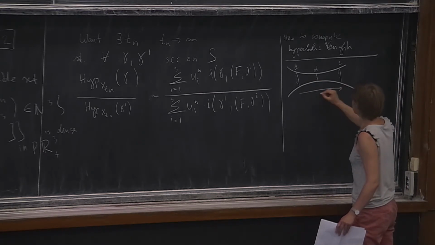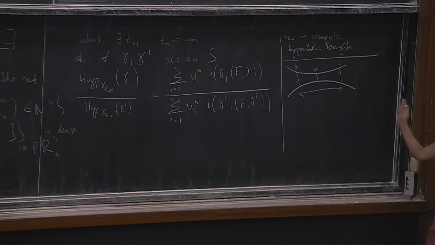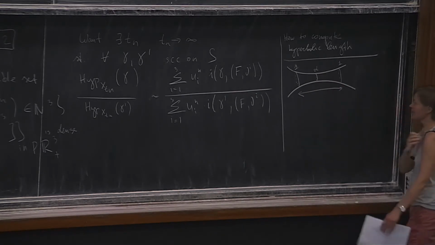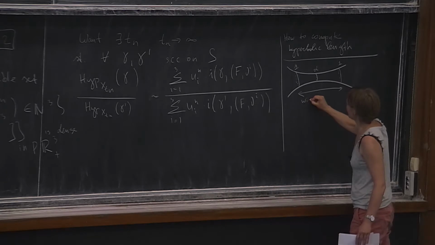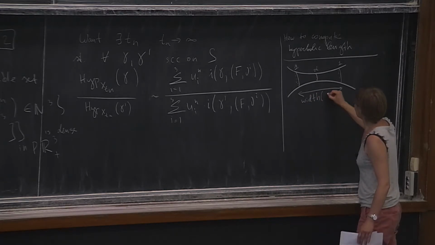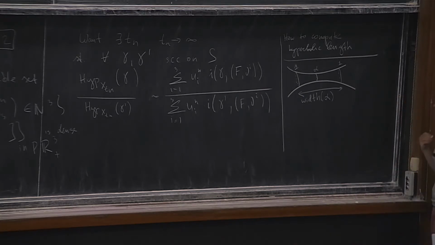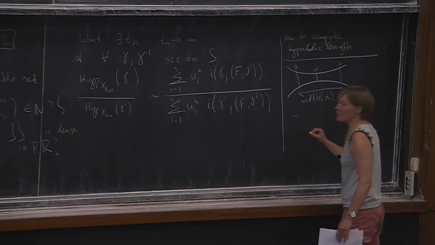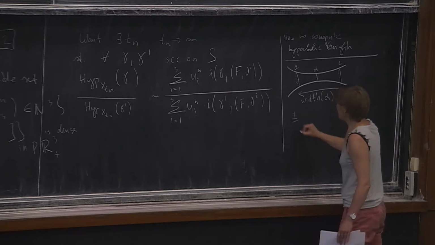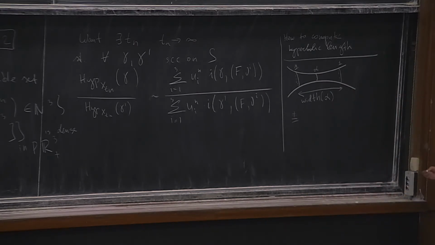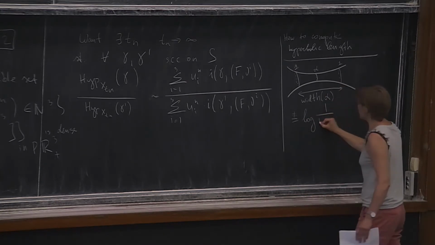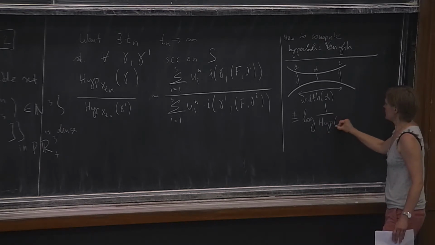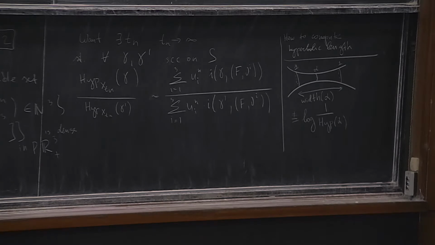I call this the width of the annulus, the width of alpha. By the Collar lemma, it is, up to a bounded additive error, the logarithm of 1 over the hyperbolic length of alpha. So that's just the Collar lemma that gives you that.